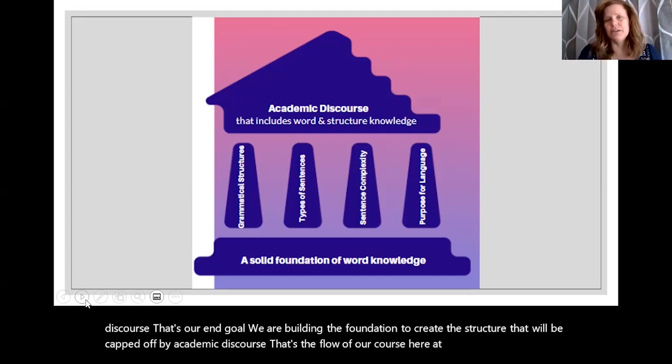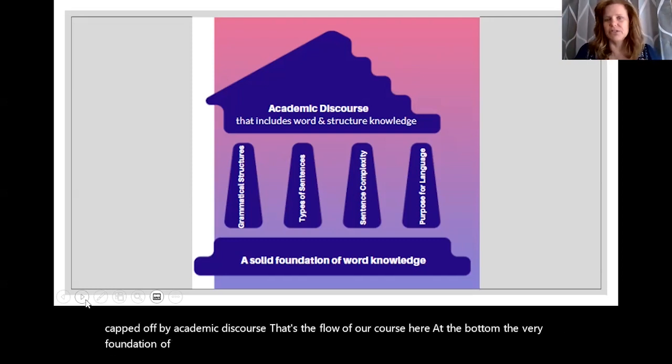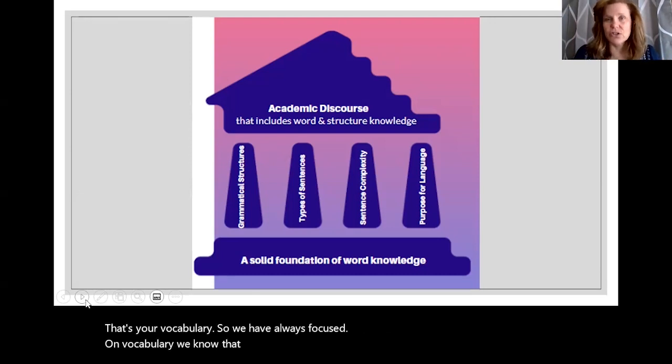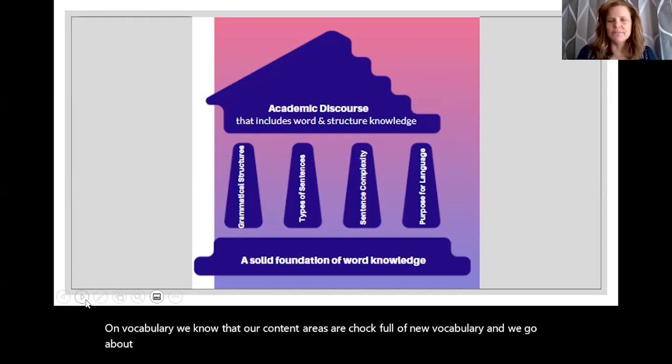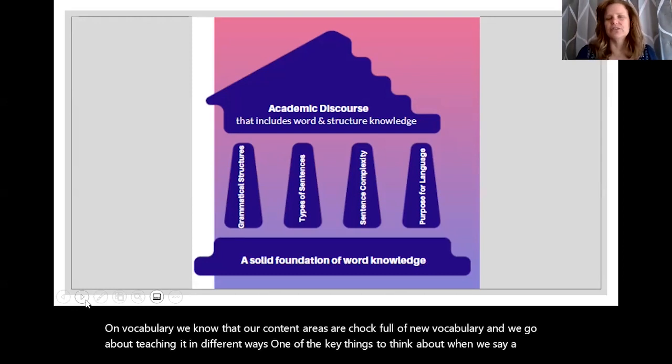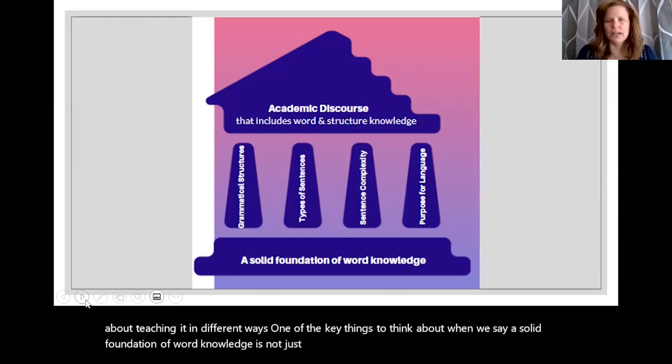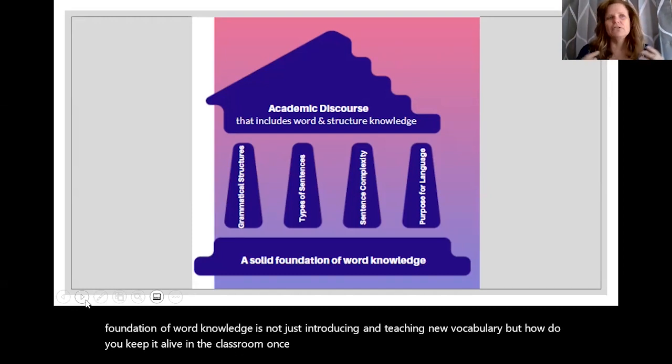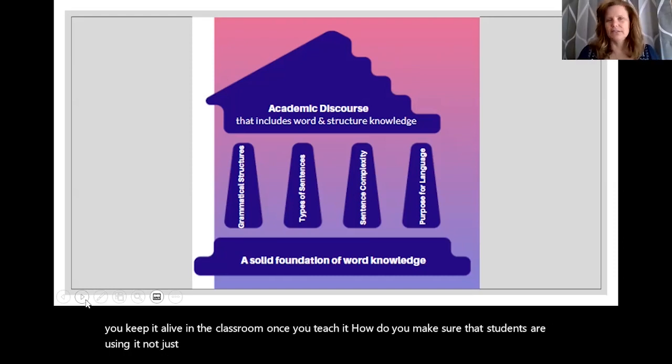At the bottom, the very foundation of our academic language and discourse is a solid foundation of word knowledge. That's your vocabulary. So we have always focused on vocabulary. We know that our content areas are chock full of new vocabulary, and we go about teaching it in different ways. One of the key things to think about when we say a solid foundation of word knowledge is not just introducing and teaching new vocabulary, but how do you keep it alive in the classroom once you teach it? How do you make sure that students are using it, not just you? And how do you model its proper use?